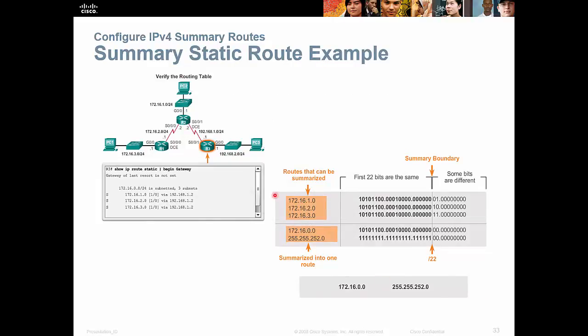So an example here shown in the routes, we have a summarized route, again, a little different than the one we did in the last slide. In this example, the first 22 bits are the same, so it'd be a /22 network, which would be 255.255.252.0, and the summarized route is 172.16.0.0. So it's actually going to only use this entry here, and these 3 routes would be summarized into this one entry.